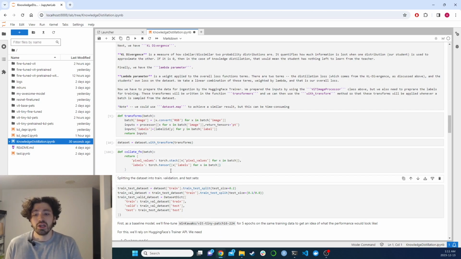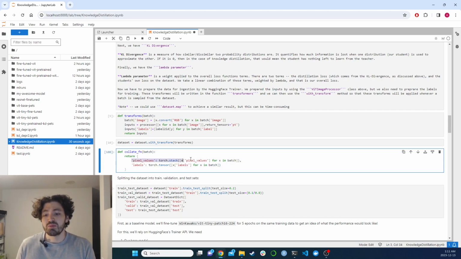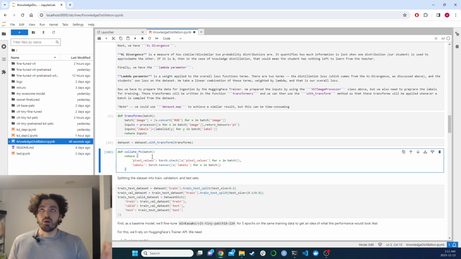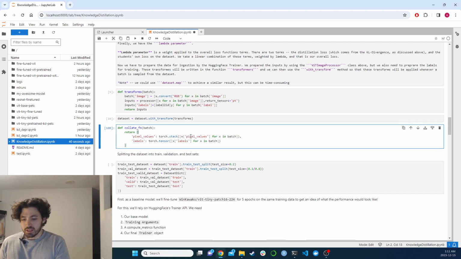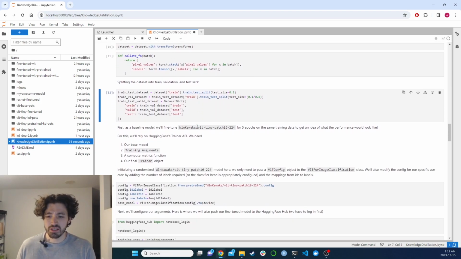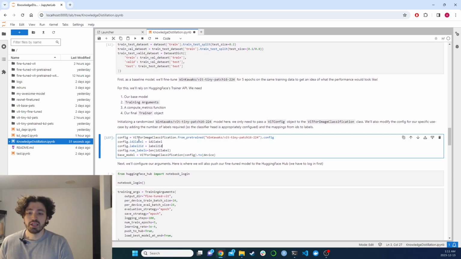And then lastly, a collate function, which is just returning the specifics of what we want. So we want the pixel values and we want the labels, and it's stacking them up in a batch for us. That's all it's really doing. It's just coalescing the data into a nice format for the model. So lastly, we'll split the data into train, test, and validation sets. And then we're going to initialize a random ViT.